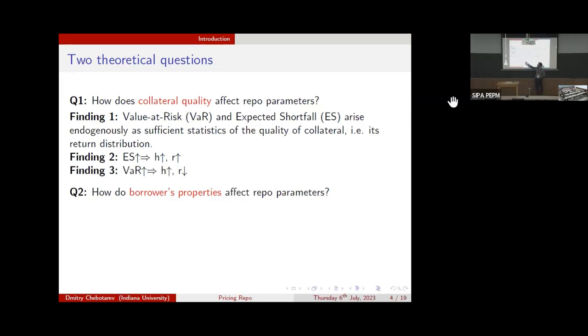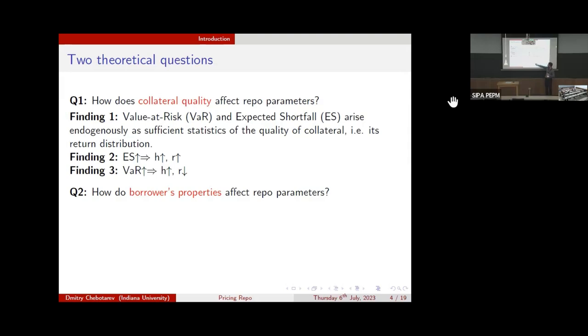So both more collateral is demanded and the interest rate will be higher. By contrast, with value at risk, when the collateral becomes riskier, more collateral is required, but so much more that the loan becomes less risky and the interest rate goes down. So these are two different types of risk, and putting them together provides a better answer to what the counterparty should do.